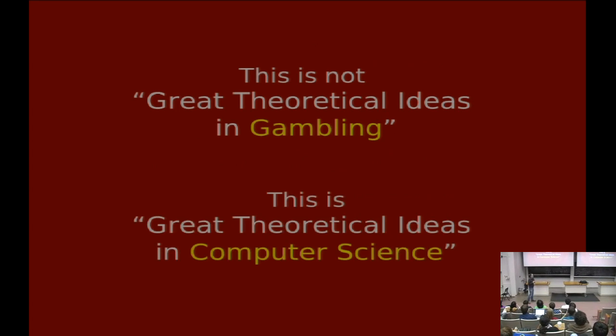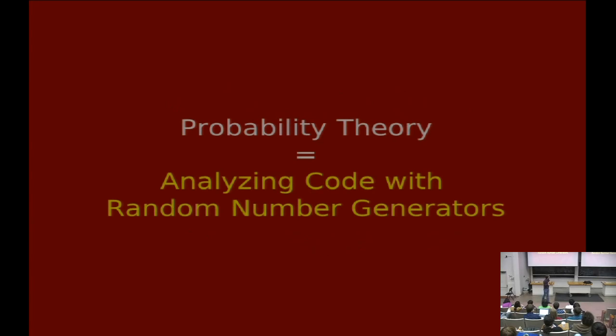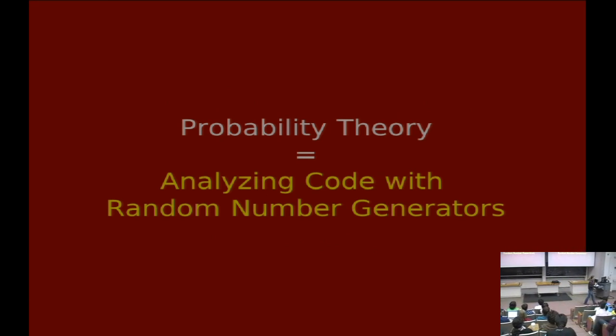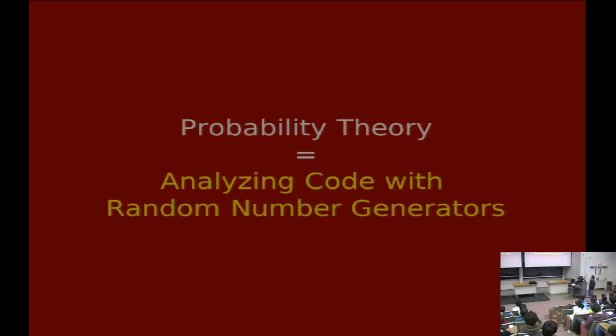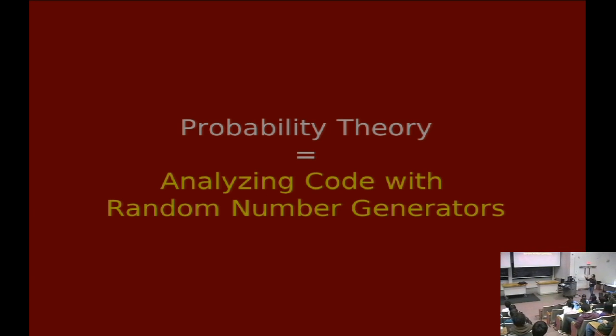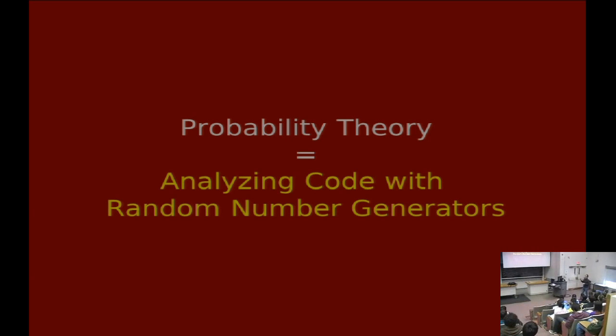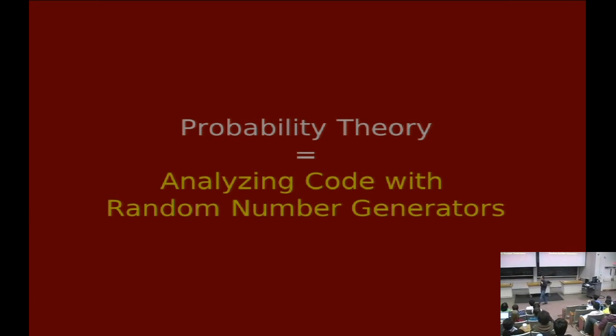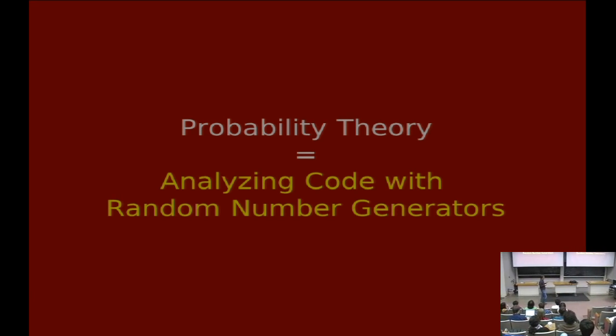Okay, so we're going to talk about computer science in particular, not just probability or gambling. When I read textbooks on probability, I don't like them very much. I think they explain things in a bad way, so I will explain them to you in my way. And I really genuinely think, even if I weren't teaching a computer science course, I would still want to say that probability theory, you should think about it as analyzing code, like computer science code, that has random number generator calls in it. That's really the best way to think about probability, even if you're not a computer scientist.